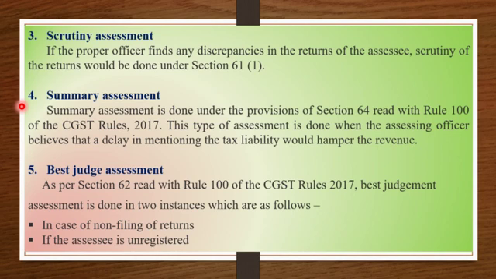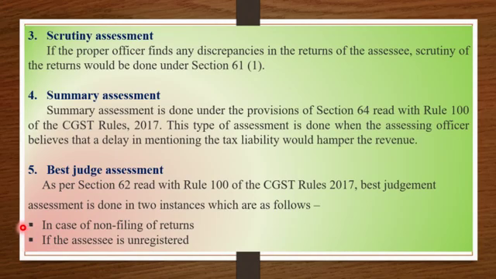And last is best judgment assessment. See, as per section 62, read with rule 100 of the GST Rules 2017, best judgment assessment is done in two instances, which are given. Instances means examples. So, the first instance is in case of non-filing of returns.